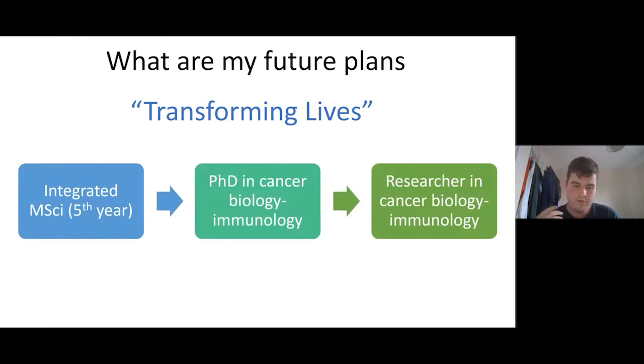So University of Dundee have given me a newfound sort of pursuit in becoming a researcher, and so this is kind of my plan for the future for myself, where I'll do my integrated masters, I'll try and get a PhD in cancer biology and immunology and become a researcher in that field. So that's, I would say, the University of Dundee has helped me realize that biology, cancer biology and immunology are two fields I'd like to get into. And so I hope if you choose to study at the University of Dundee, that it will transform your life in a way that it has done for me.